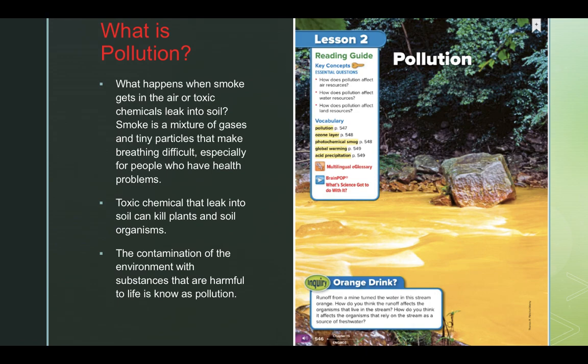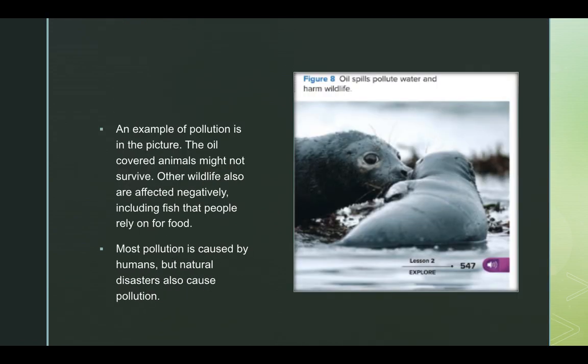So when these toxics get into the ground, they can start to kill these plants and hurt these organisms that live there. That's considered pollution. In this picture, we're looking at an oil spill that had happened, and it's affecting these animals. It says an example of pollution is in this picture. It says the oil-covered animals might not survive. Other wildlife also are affected negatively, including fish and people that rely on food.